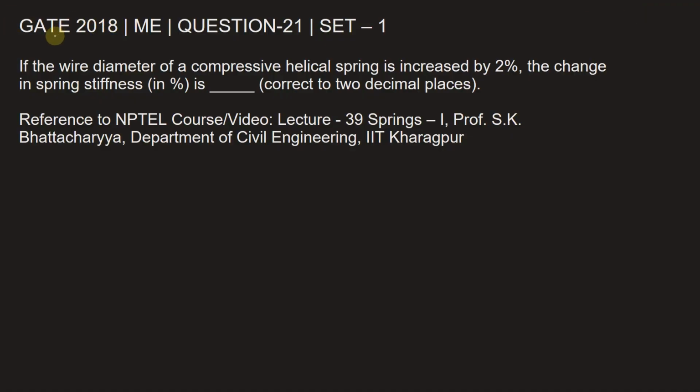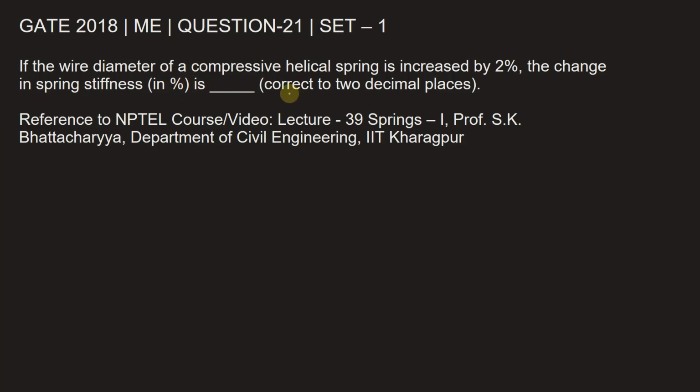Hello aspirant. This question is from GATE 2018, Mechanical Engineering paper set 1, question number 21. If the wire diameter of a compressive helical spring is increased by 2%, the change in spring stiffness in percentage is dash.